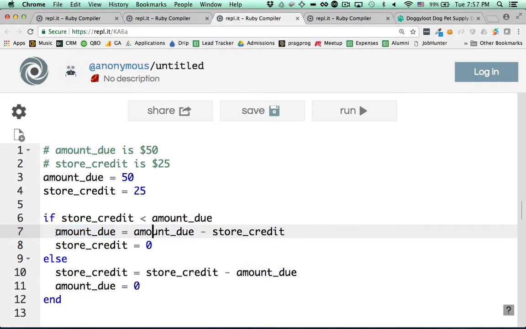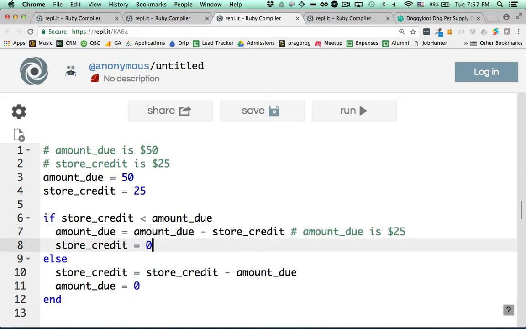store credit. So if your amount due is $50 and your store credit is $25, Ruby calculates that immediately as $25. So the amount due is now $25 because you're using $25 of your store credit towards the purchase of $50. So now you only owe $25 on your credit card, because you're using $25 of your store credit. Does that make sense so far?